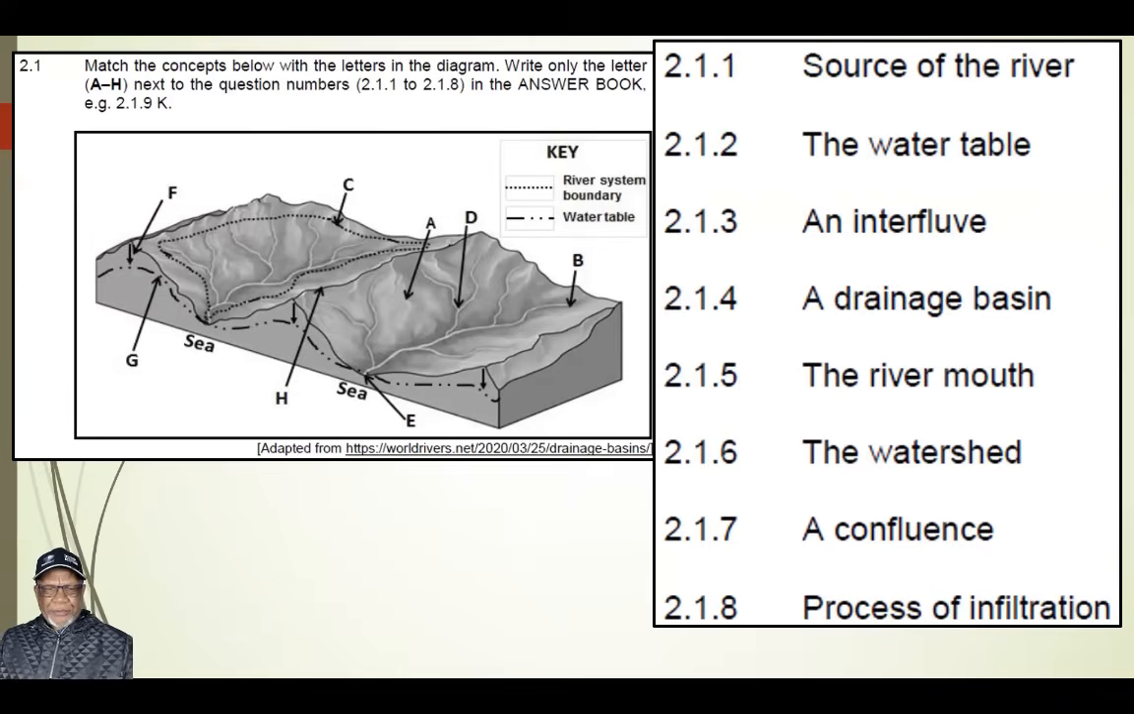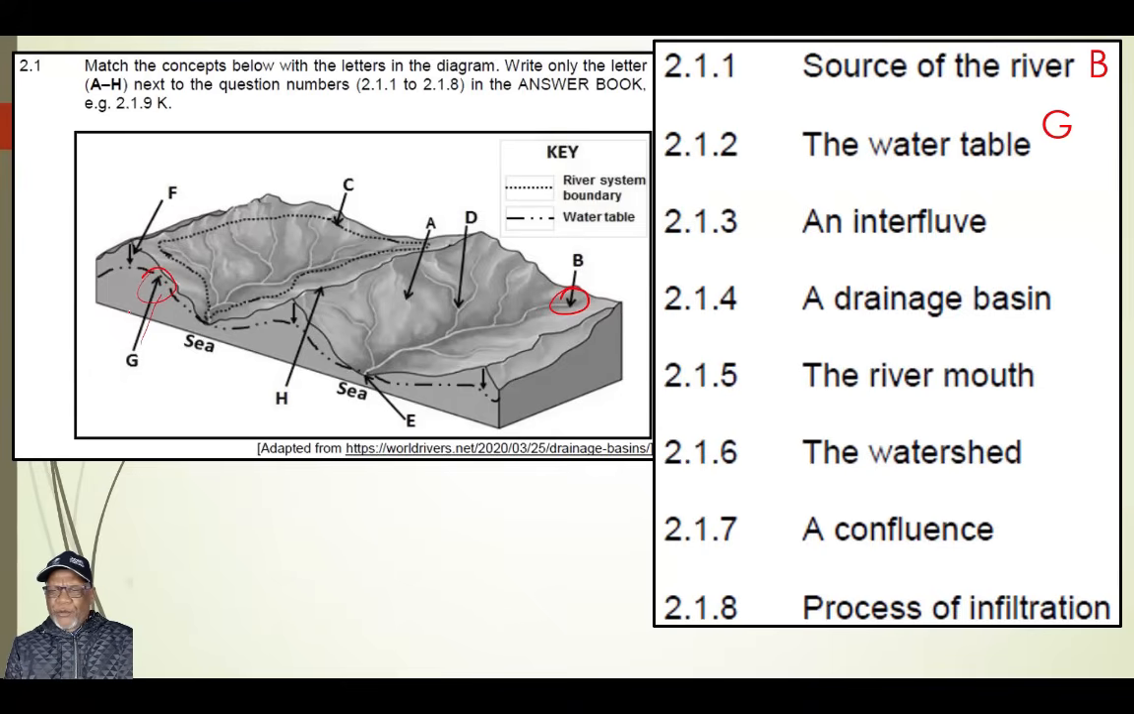Now, the first question is, where is the source of the river? So the source of the river will be at B. This is the source of the river. That is where the river originates. And then water table. So this line over here is indicating the top surface of groundwater. So this is what we call water table, and water table will be indicated by the letter G. This letter G over here is indicating water table.